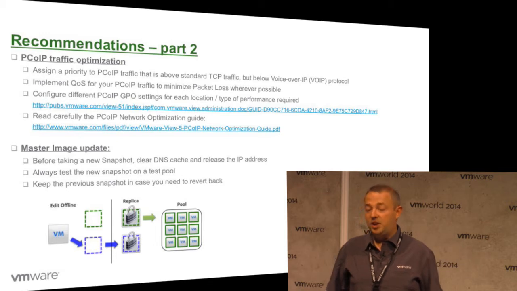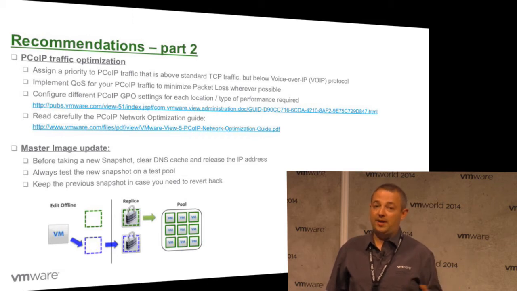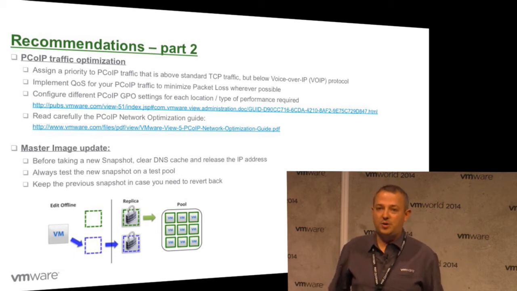The other recommendation is to always test the new snapshot. Sometimes we see customers update the master image, take a new snapshot, and go live in production with that new snapshot. You always need to test that specific snapshot on a test pool and make sure that everything is working. If you have power users, assign the new snapshot to a few of them just to make sure everything is working fine, and always keep the old version of the snapshot. In case anything goes wrong, you can revert back to the old snapshot.